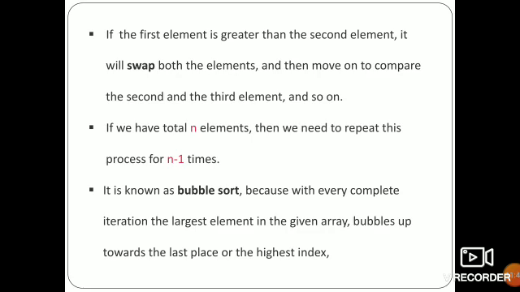So in the bubble sort, the first and the second elements are compared. If the first is greater, they are swapped. Till the end of the process, n minus 1 repetitions will be done. This process is bubble sort. We start from the top and move downward, but the largest number will end up at the last index only. That is called bubble sort.